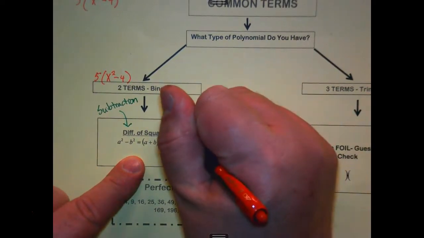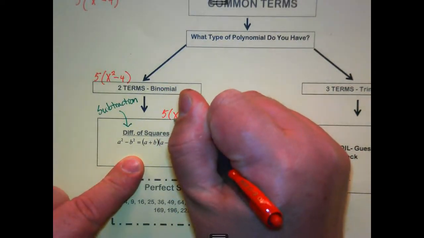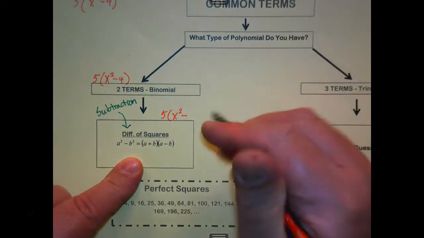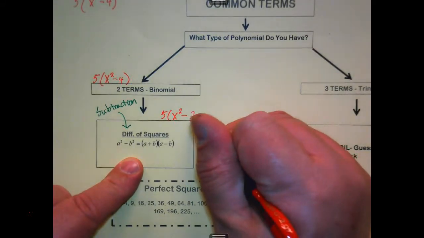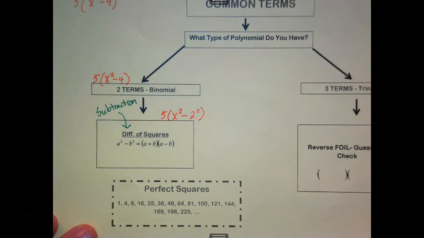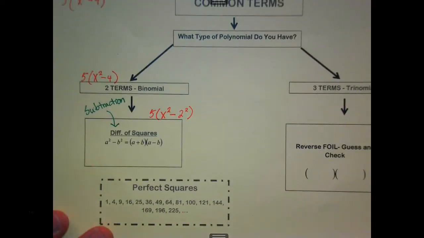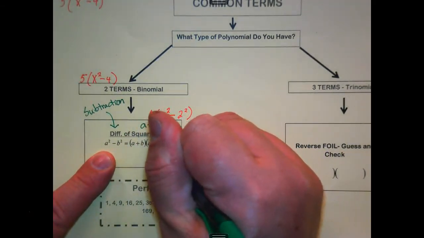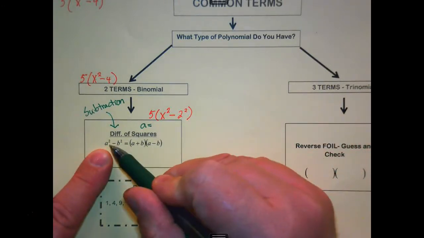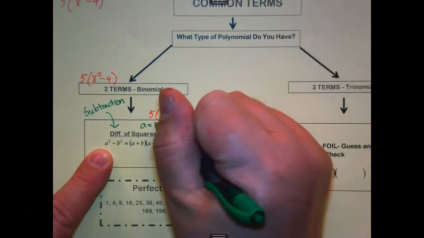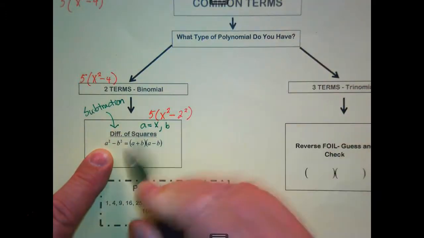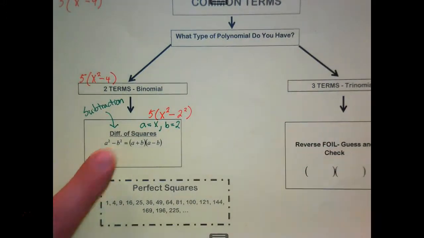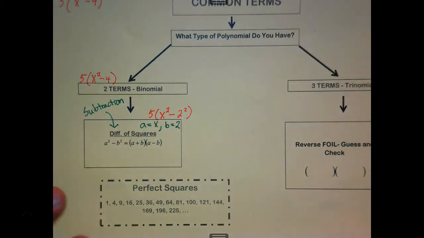I'm going to rewrite this as x squared minus, I'm going to put my 4 as a perfect square, which is 2 squared. Now, I do have it in terms of a and b here, so I might as well figure out what my a is. My a is the base of the first square, which is x. My b is the base of the second square term, which is 2.